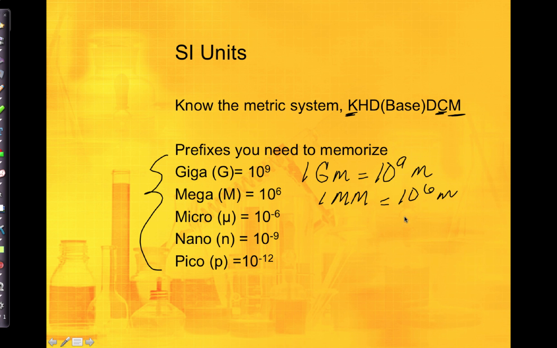meters. All right, so a micrometer would be equal to 10 to the negative 6. If you wanted to, you could expand these numbers out, but honestly, you could just plug it in the calculator like this. 1 micrometer is equal to 10 to the negative 6 meters. So a micrometer is very, very small. So just make sure you know those.